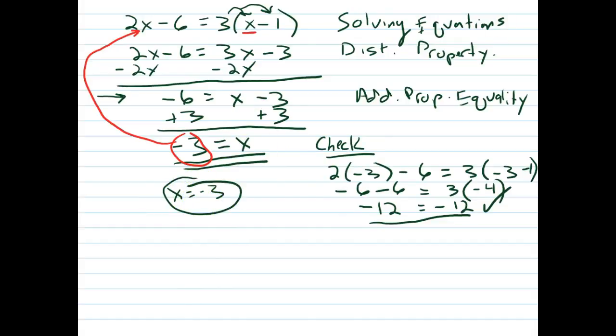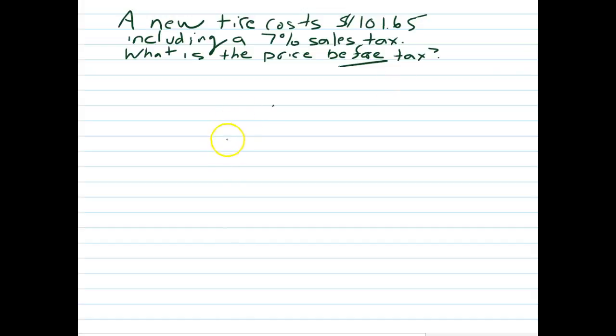The next problem is a word problem. And I wanted to show how to solve this using algebra and not actually trying to do it by trial and error. Here the problem states that a new tire costs $101.65, including the 7% sales tax. So the question is, what is the price of the tire before the tax?